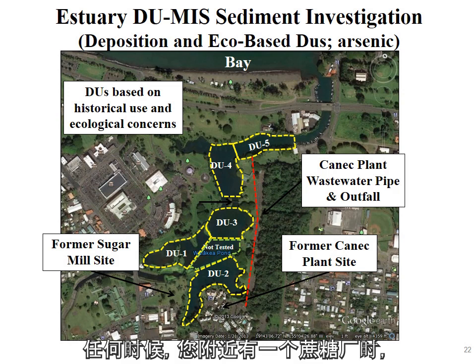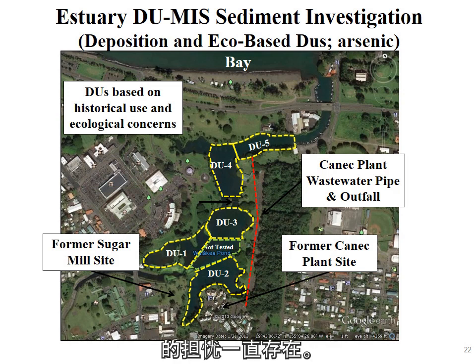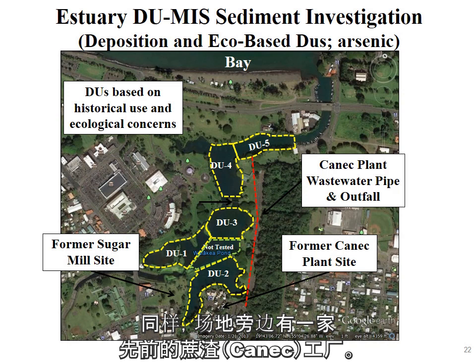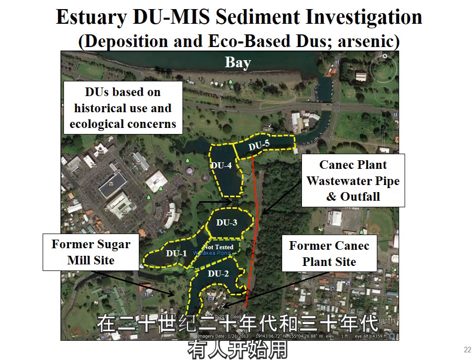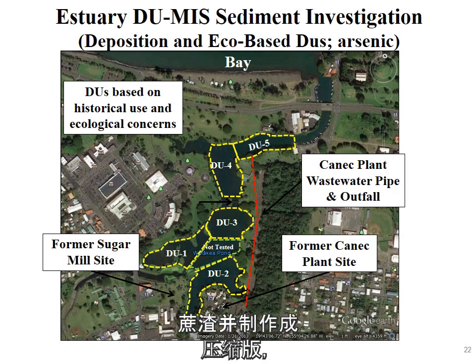Anytime you're around a sugarcane mill, you have to especially be concerned about arsenic contamination. Also adjacent to this site was a former Canec plant. Well, the sugar mills generated a lot of waste sugarcane. It's called bagasse. In the 1920s and 30s, someone started getting the bagasse and making compressed boards out of it, and they would infuse the boards with arsenic to treat it for termites.